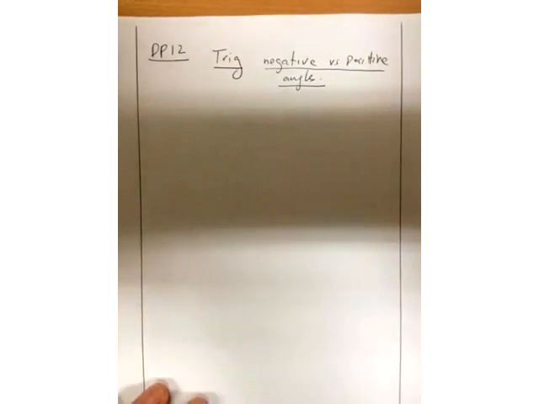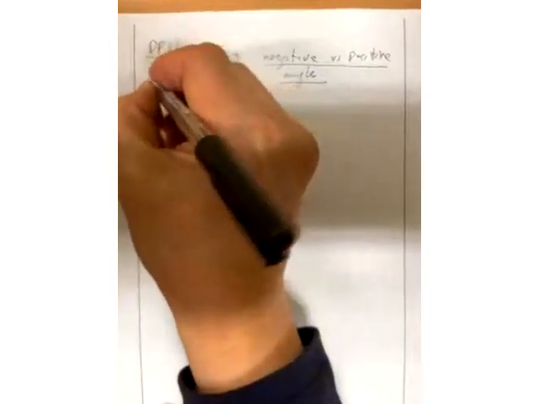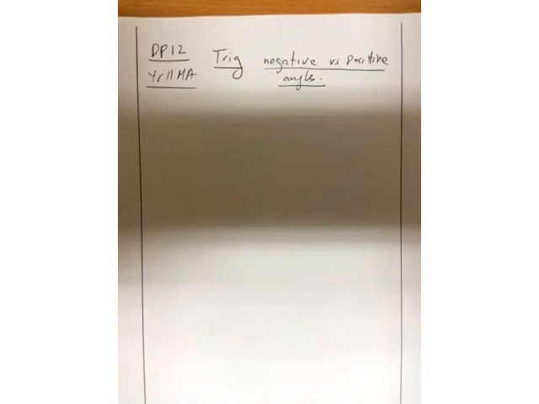Okay, so if you just joined us, we are doing the Year 11 Maths Advanced Trigonometry topic. Specifically today, we're looking at negative versus positive angles.